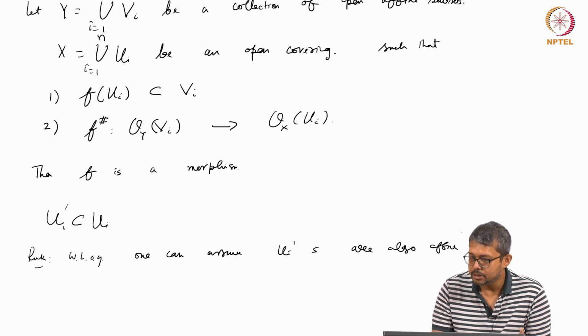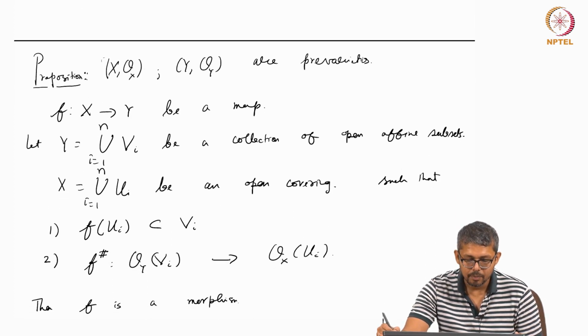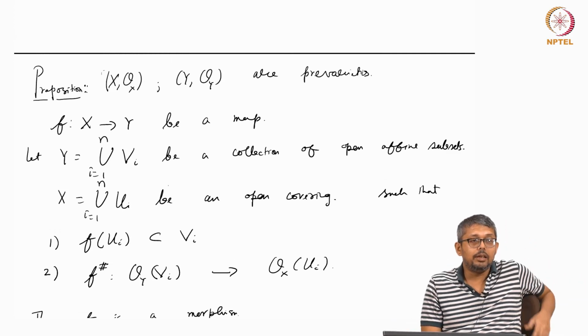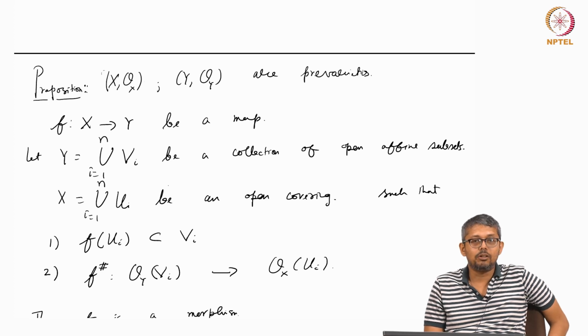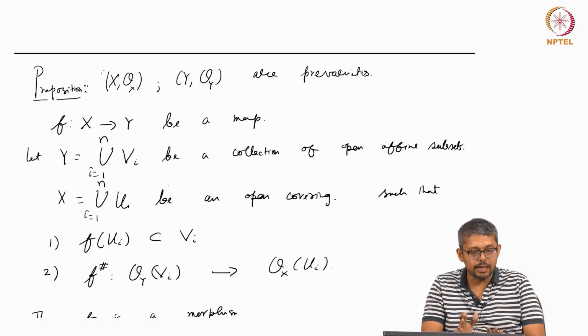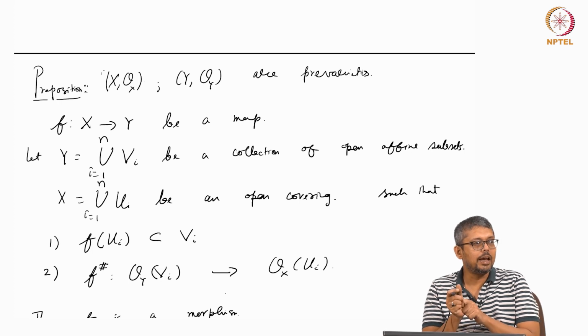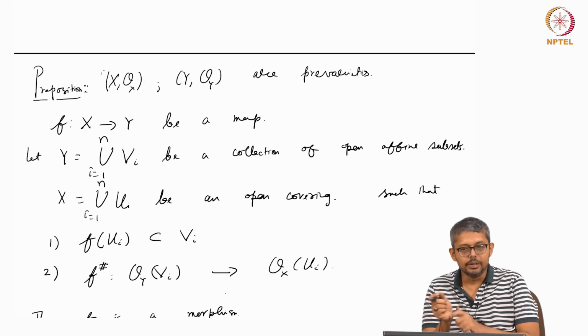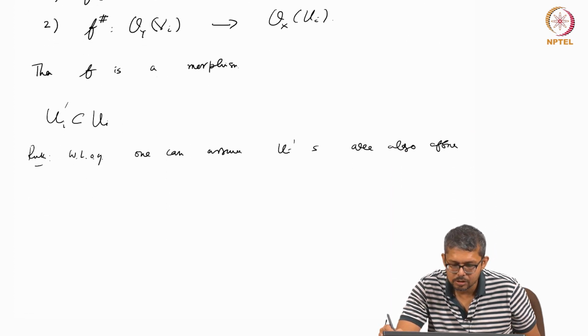So now what does it say? That means that to check a map of pre-varieties, you just need to check for an affine cover: X and Y are covered by affine open subsets, with the same number of affine open subsets. So f of U_i is inside V_i, and this f, the map, sends O_Y of V_i to O_X of U_i.